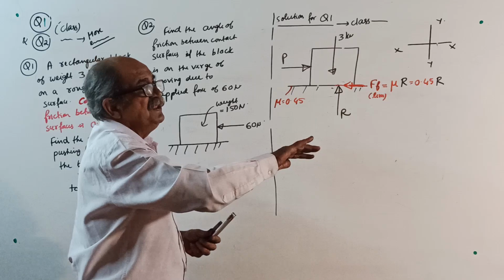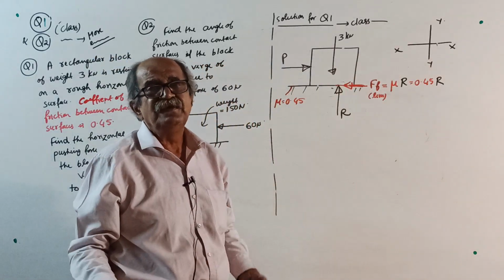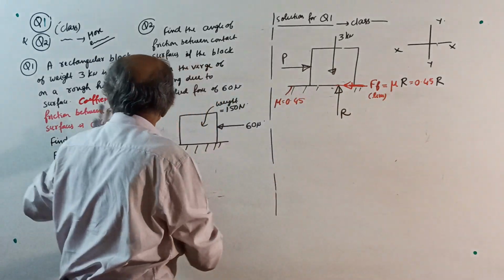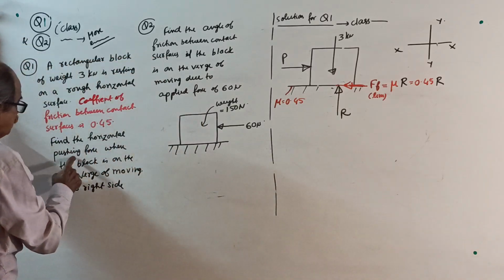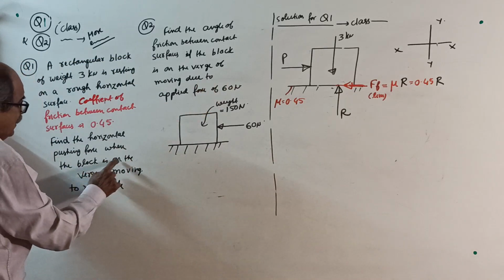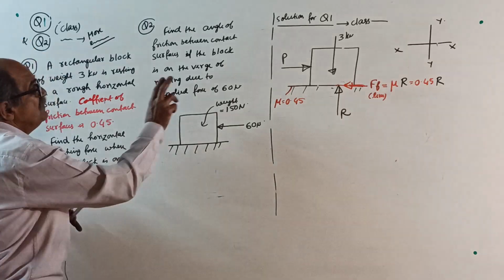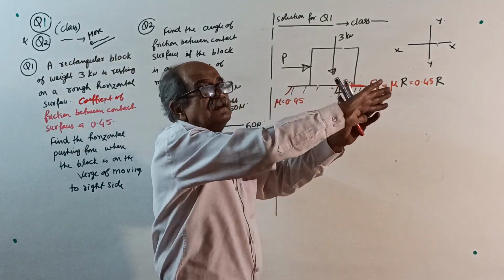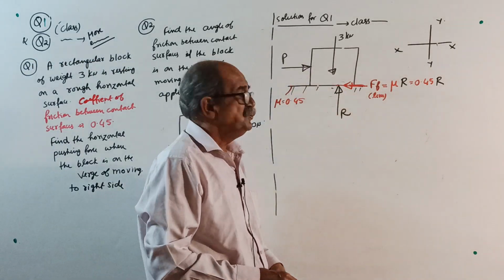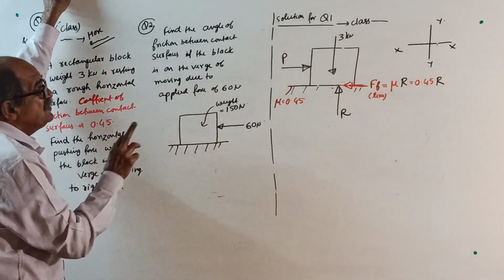Horizontal pushing force means you can push to right side or left side. It is your choice. In the question, if it is not given, we usually take to right side. Push means this way, when the block is on the verge of moving to right side. So we want this block to move to right side. We want to find what pushing force is required when the block is on the verge of moving.